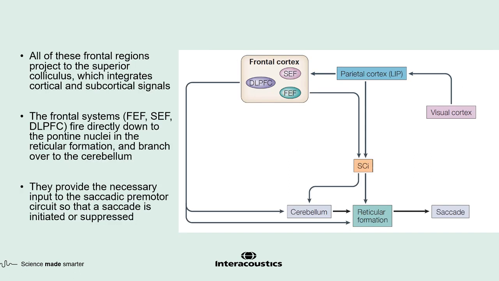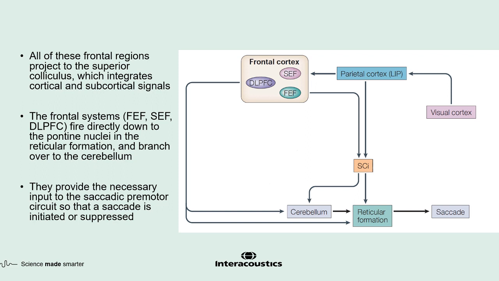Now, all of these frontal regions project to the superior colliculus, and the superior colliculus integrates cortical and subcortical signals. The superior colliculus essentially fires burst generators in the reticular formation, and those burst generators are what ultimately move the eyes. So you can think of the superior colliculus as almost the final common pathway for generating saccades. The superior colliculus is a very important modulating structure, and it helps facilitate or inhibit saccades based on the inputs that it receives from all these other aspects of the system. The frontal systems also fire directly to the pontine nuclei in the reticular formation, so you can generate a saccade purely based on frontal output.